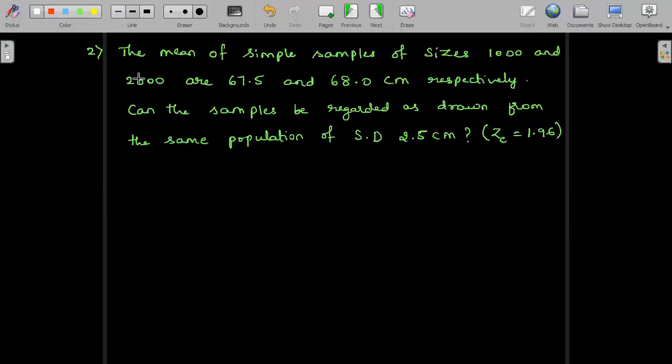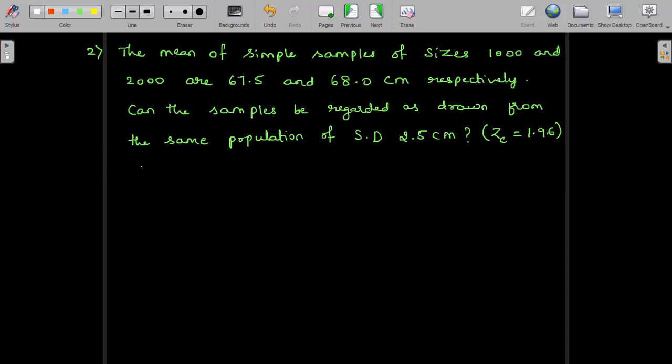Now let us discuss the second question. The mean of simple samples of sizes 1000 and 2000 are 67.5 and 68.0 centimeter respectively. So the mean of two samples are given for us. The sample sizes are 1000 and 2000. And the means are respectively 67.5 and 68.0 centimeter. Now the question is, can the samples be regarded as drawn from the same population of standard deviation 2.5 centimeter?